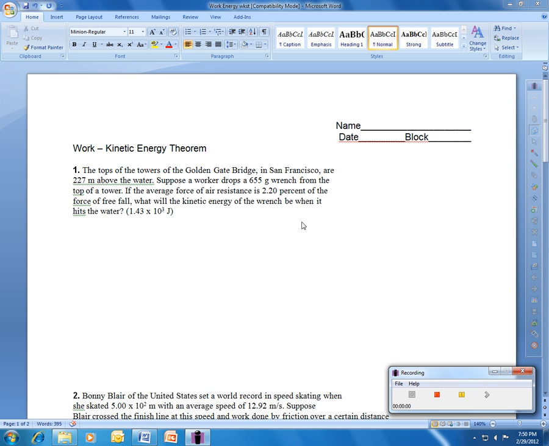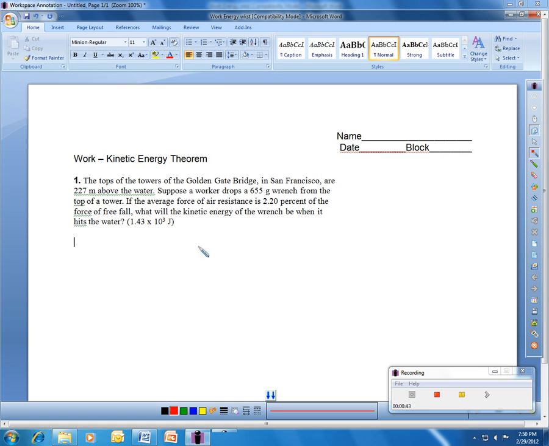So at this point you should know that kinetic energy is the energy of motion. Potential energy has to do with mass and the height above the zero potential energy level. In order to change kinetic energy, we can apply a force over a distance, which is work. So when we do work on an object, we change its kinetic energy. Therefore, we can set those two quantities equal to each other, and I'm going to try to solve this problem, which is number 1 on your worksheet.